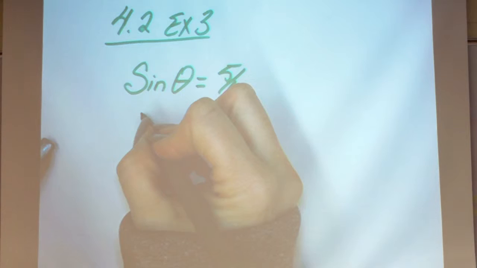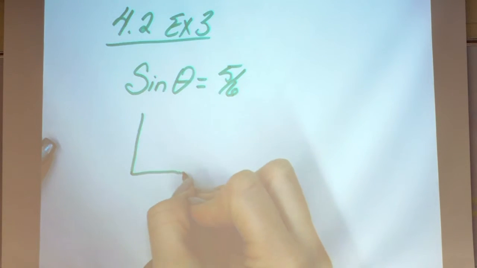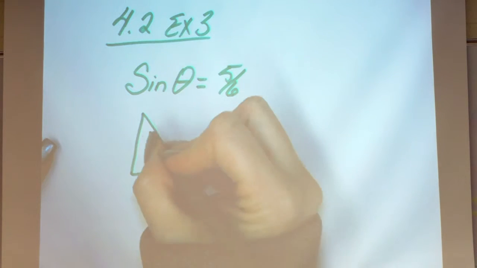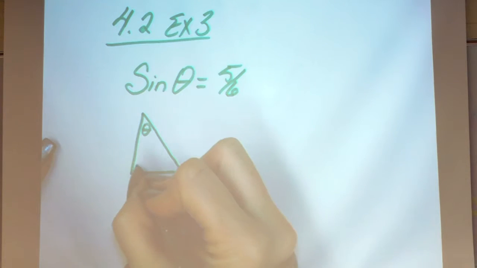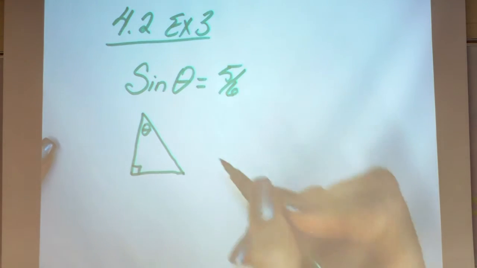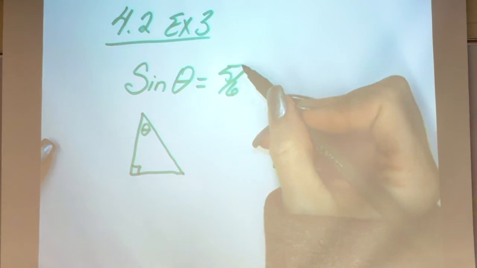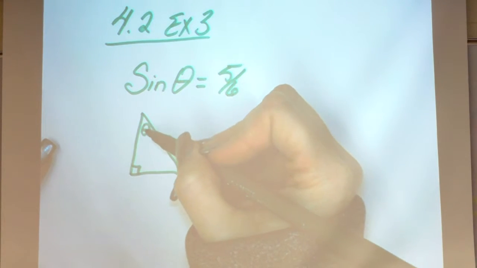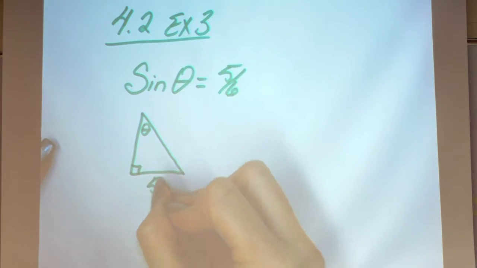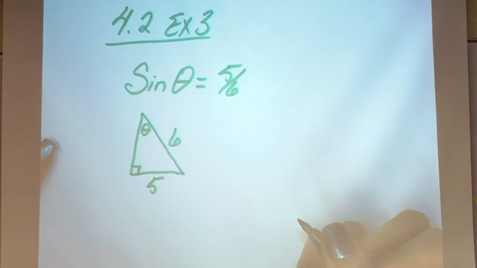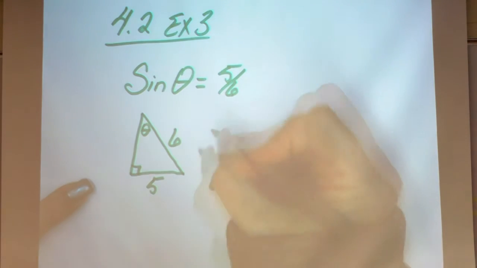Okay, so if I draw my triangle, let's say this top is theta. I don't know what the degree of the angle is. It doesn't matter at this point. But I do know that sine is opposite over hypotenuse. So my side opposite theta would be 5, and our hypotenuse is 6. Now, if I use the Pythagorean theorem, I can find the other side of my triangle.